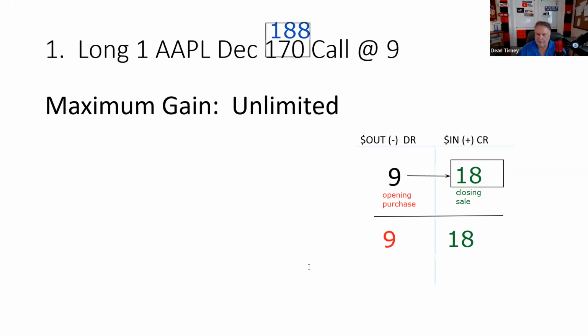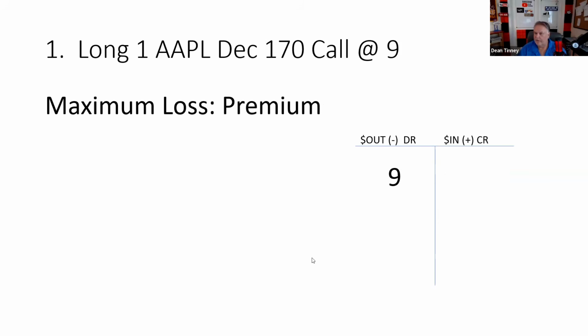I think the last question is pretty straightforward. What can you lose? 170 or lower? The contract expires worthless? Oh, well. So hopefully that wasn't your rent money. I'm joking, but hopefully that was your play money. For everybody, that's a little different.